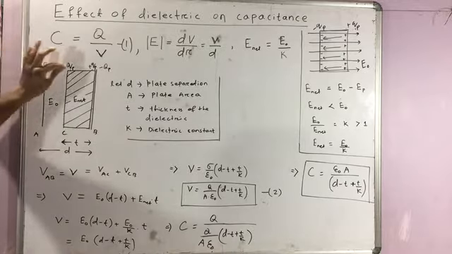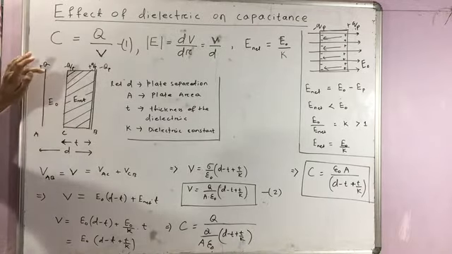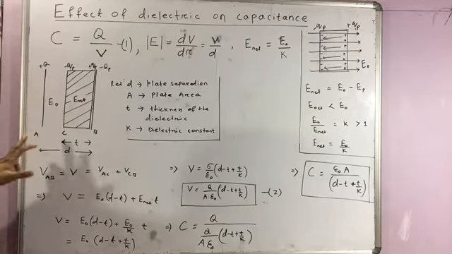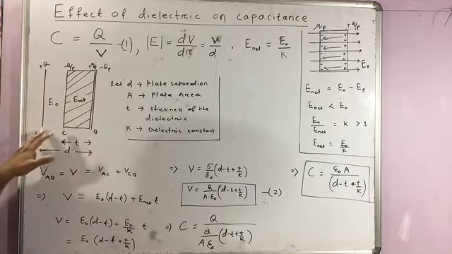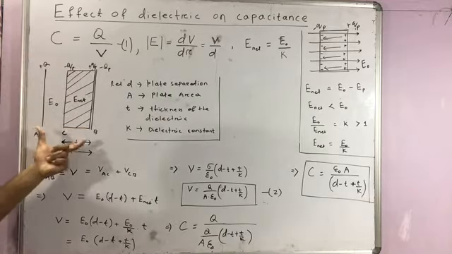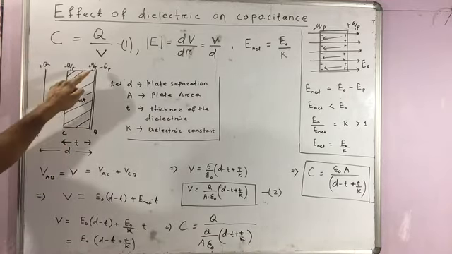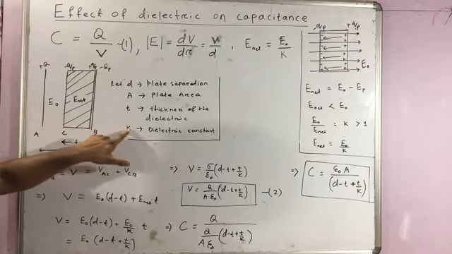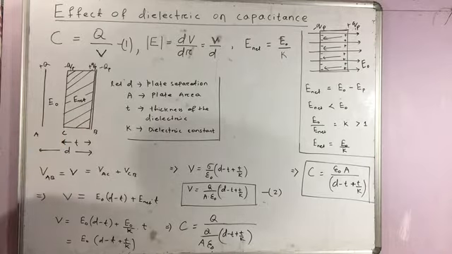Here, I have not shown a pictorial presentation of the fields. Only I have written the field whatever exists there. I took two plates of a parallel plate capacitor, which are A and B here. The plate separation is D. I took one dielectric of dielectric constant K and thickness T.